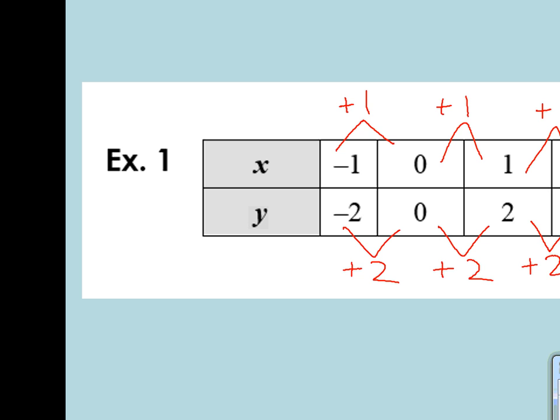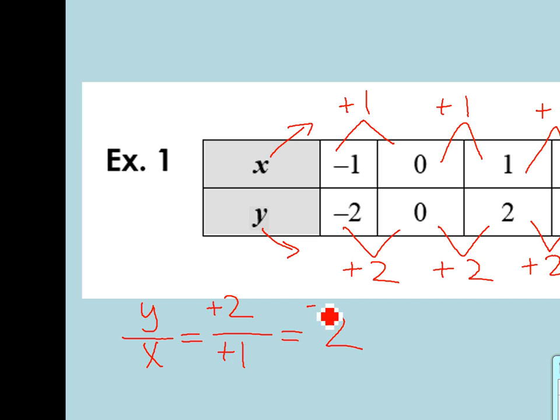Because we see a pattern for the x and a pattern for the y, we know this is going to have a constant rate of change. So for that, we're going to write y over x every single time. And the y constant rate of change is +2. And the x constant rate of change is +1. And 2 over 1 equals 2. So our constant rate of change for this example is 2.